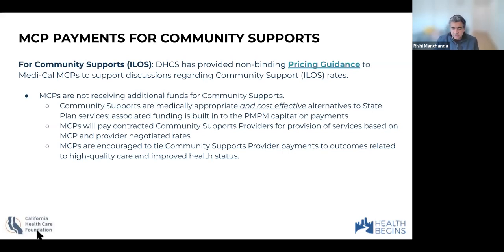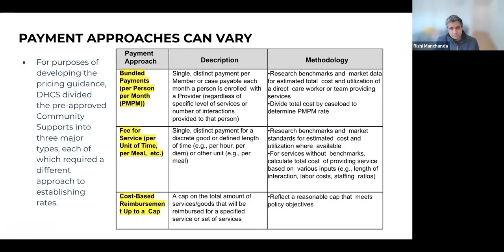So I'll give you the baton in a moment to underscore that point about the rates in the contract that you have and that you're requesting all CBOs to review. But a key thing as you go to the next slide here for payments is that when you look at the DHCS pricing guidance, and as you're considering your own work, it's important to note that DHCS itself took a step of dividing the pre-approved community supports, those 14 community supports formerly called in lieu of services, into 3 major types based on the differences in approaches to establishing rates, essentially different payment approaches that could be taken. Bundled payments, as you see here, fee-for-service payments, for example for a unit of time or per meal, and then a cost-based reimbursement approach up to a certain cap.